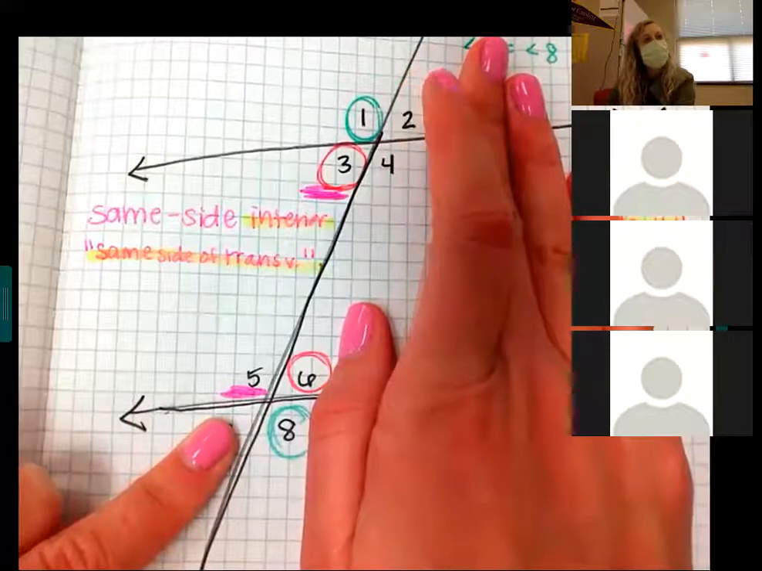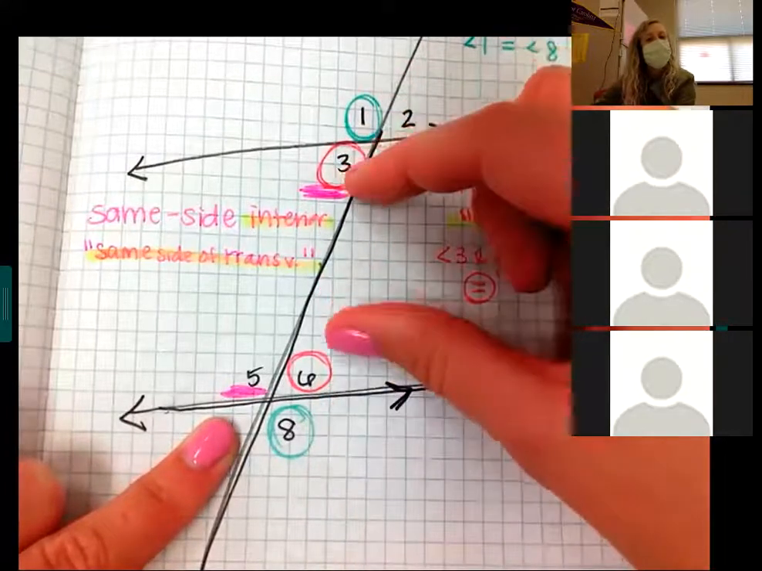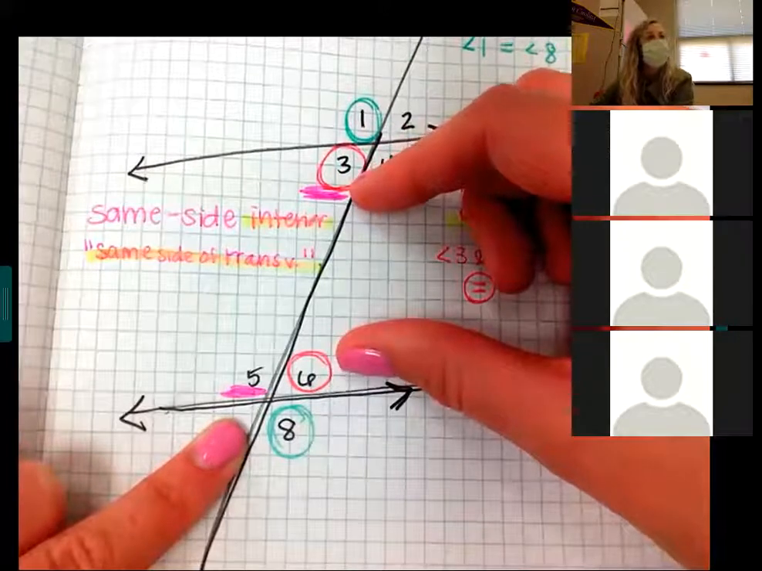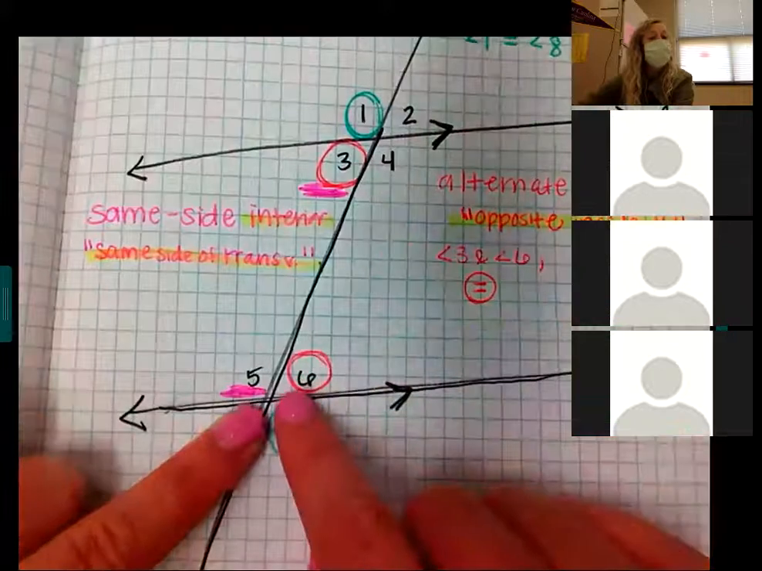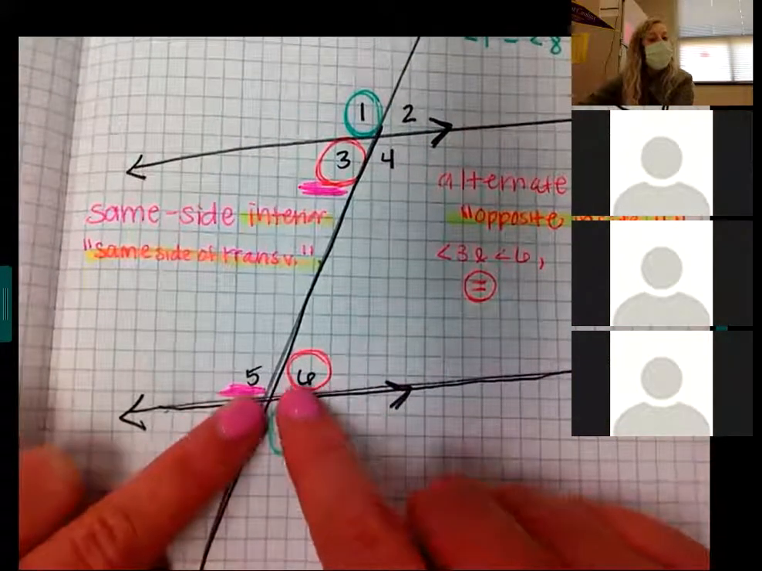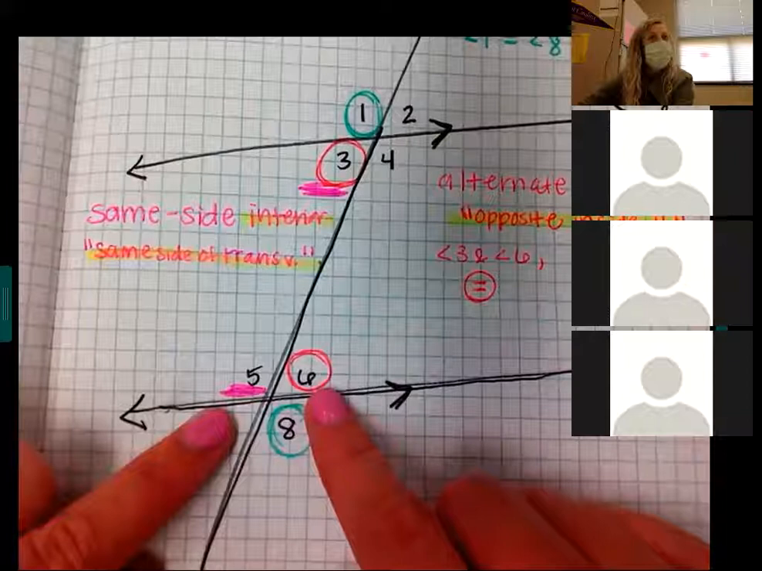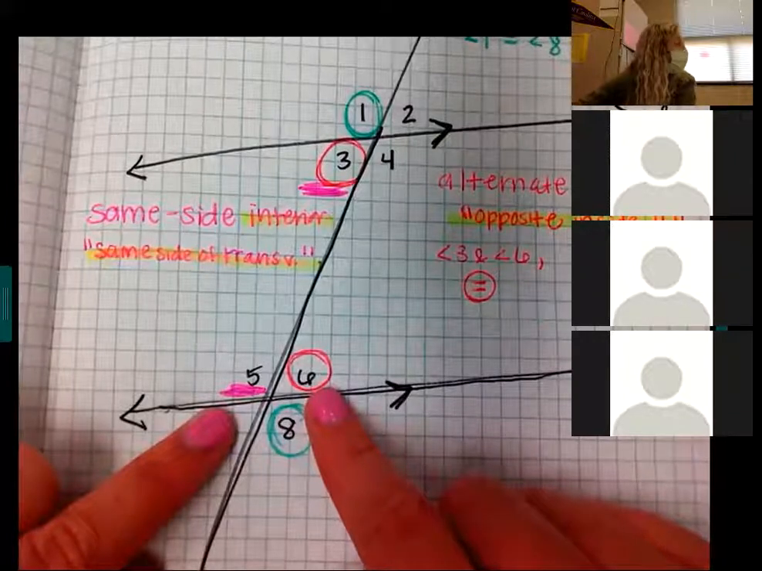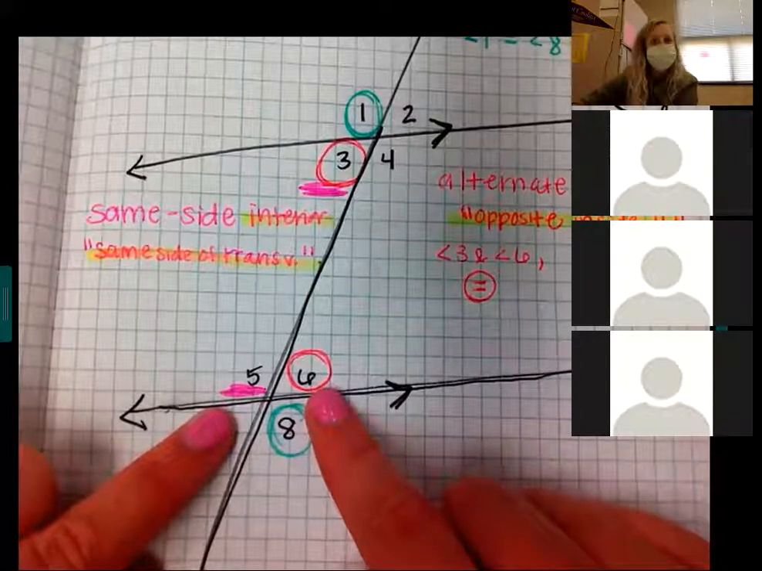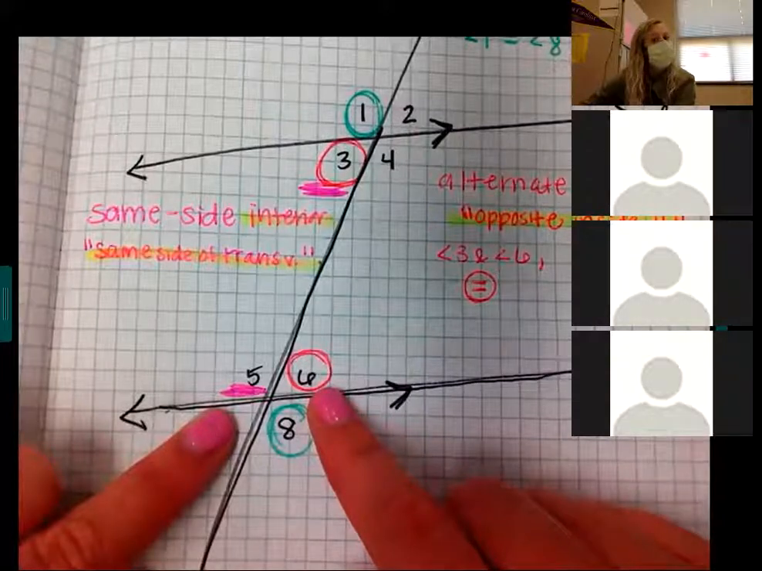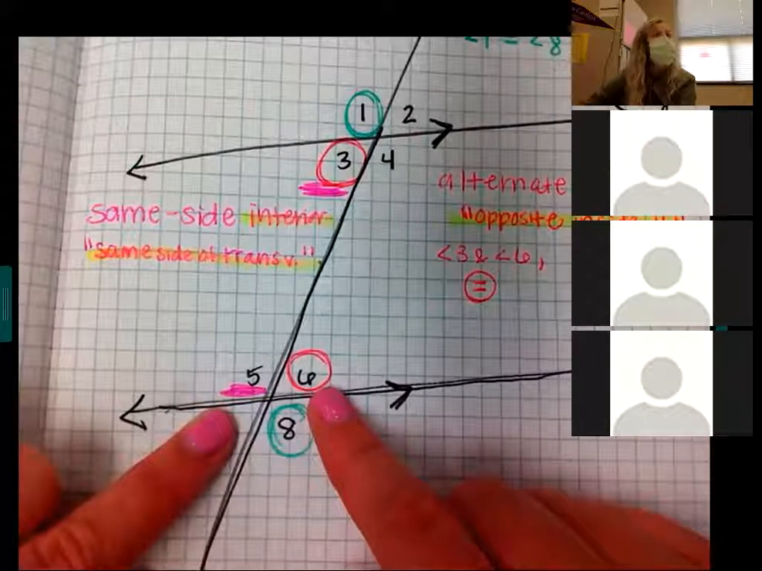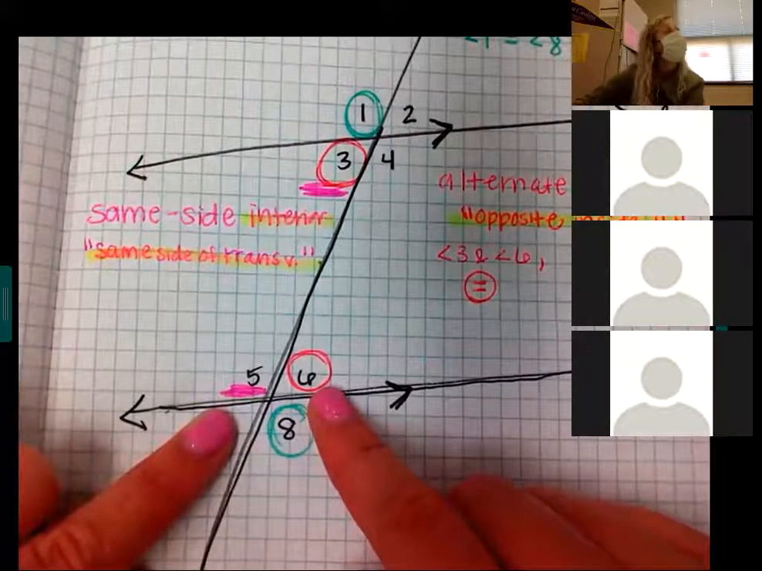Everybody look, because I'm about to show you something cool. Doesn't 3 have to be the same as 6? So go ahead, 3 is the same as 6. So pretend this is 3 down here. What are 3 and 5 going to make? 180, ding, ding, ding, which means they are what? Yes. Same side. Both of those start with S, right? What else have you learned about that starts with S? Supplementary. Same side interior angles are supplementary, which means they will add to make 180.